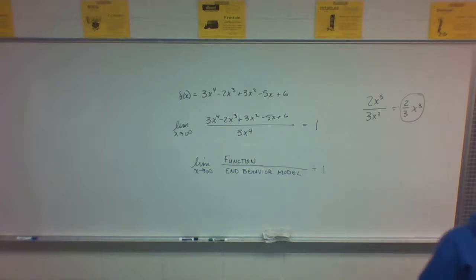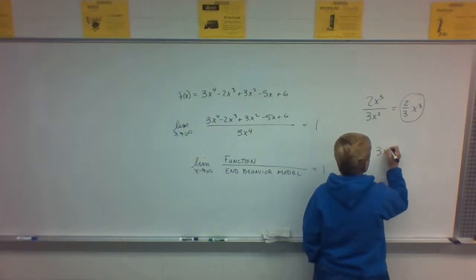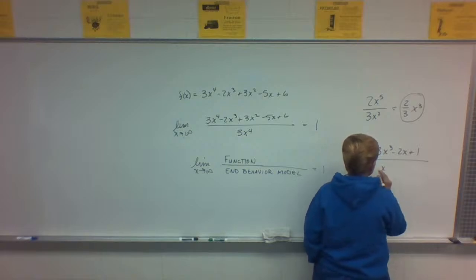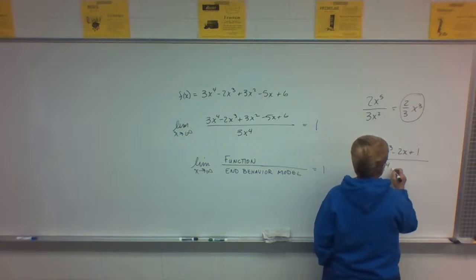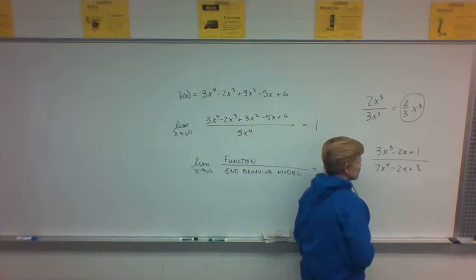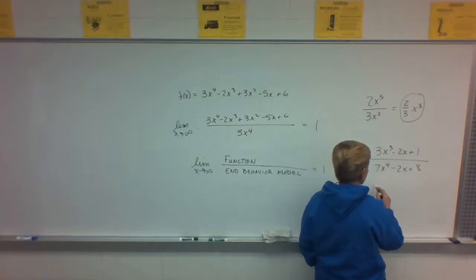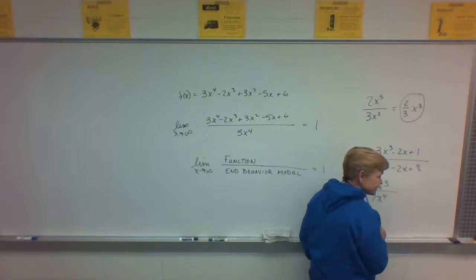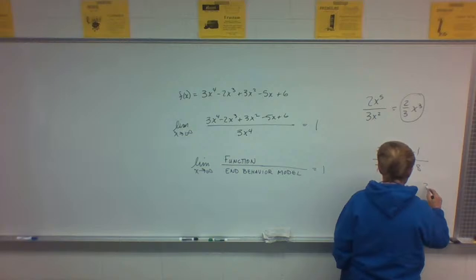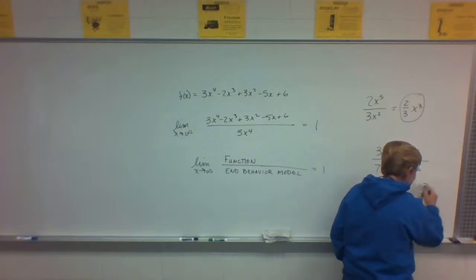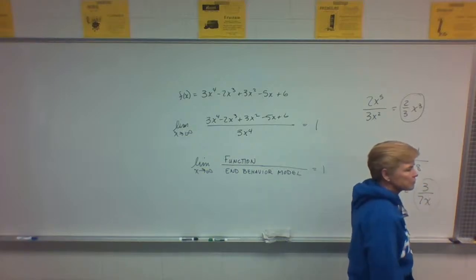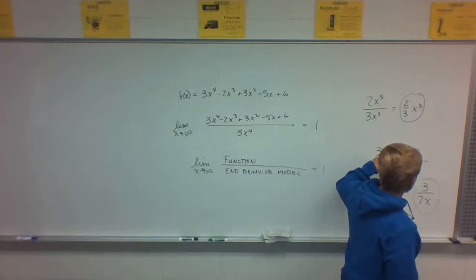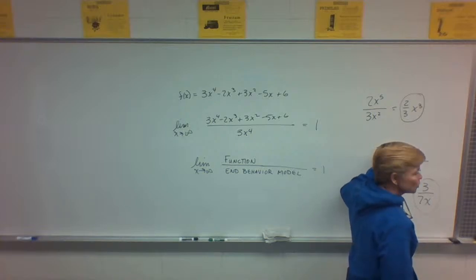What do you suppose will happen if I have a polynomial like this? 3x to the third minus 2x plus 1 over 7x to the fourth minus 2x plus 8. What will it settle on? 3x to the third over 7x to the fourth, right? Equals 3 over 7x. What's this thingy going to as x gets huge? 0. The degree of the numerator was less than the degree of the denominator, and we said y equals 0 is a horizontal asymptote in this case.